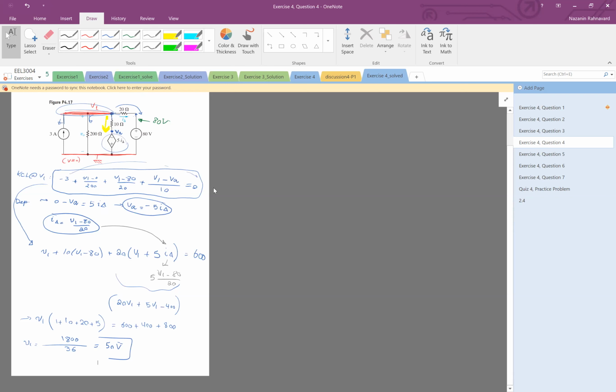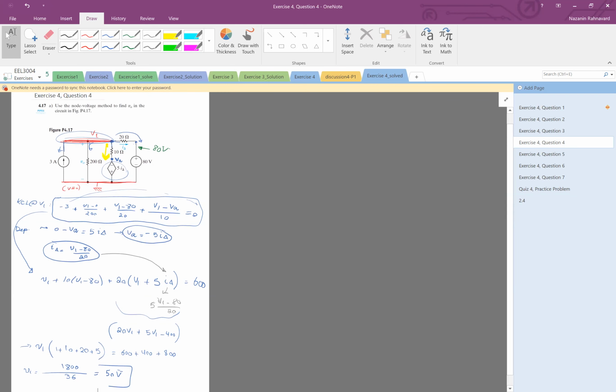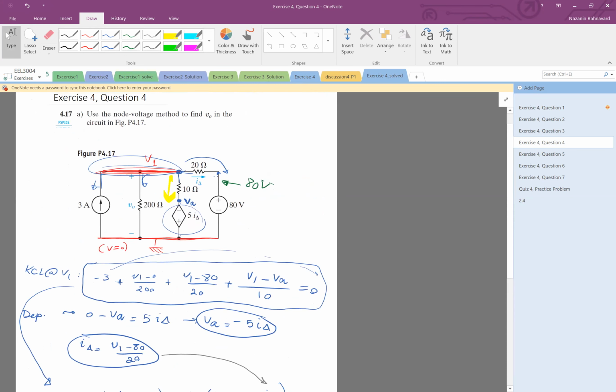So basically the only thing in this question was to just be careful, you have to take advantage of these voltage sources. Because of this voltage source, you had the 80 volts here, use that. And then here's the dependent voltage source. You're mindful that there's the equation here that 0 minus that equals 5 I delta. And then you use that to write the KCL basically.